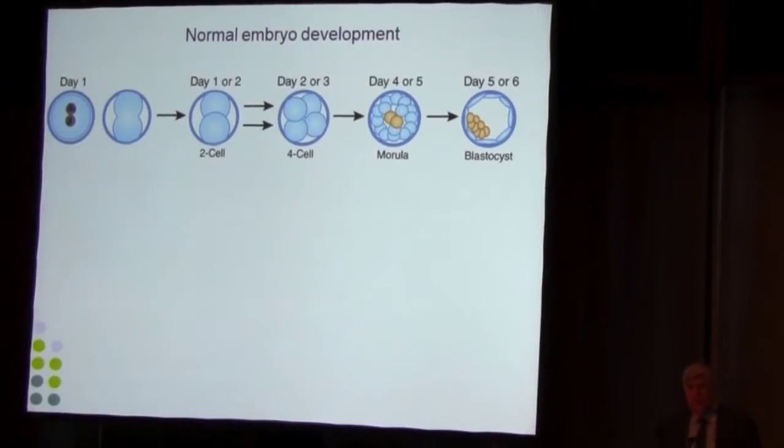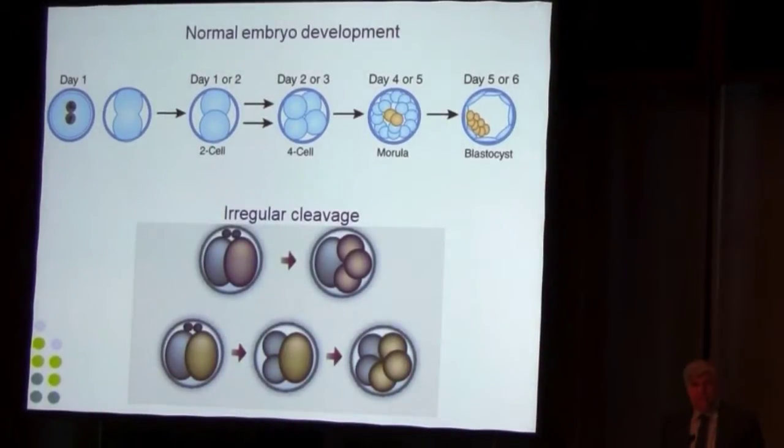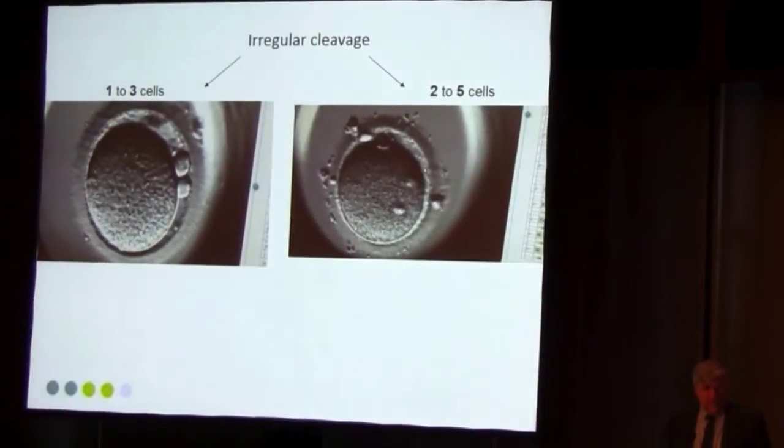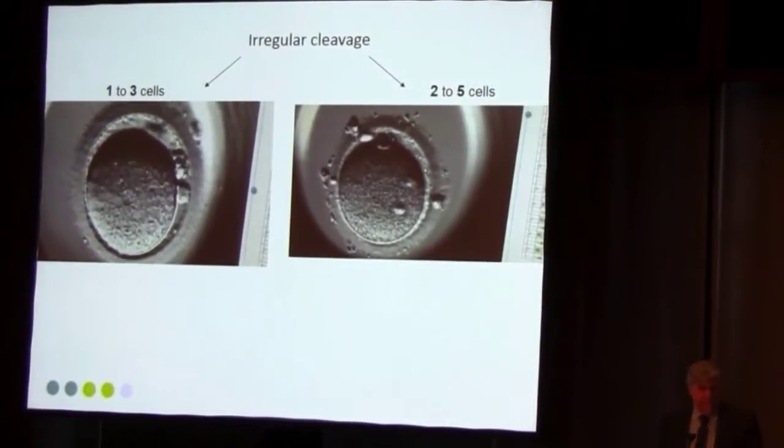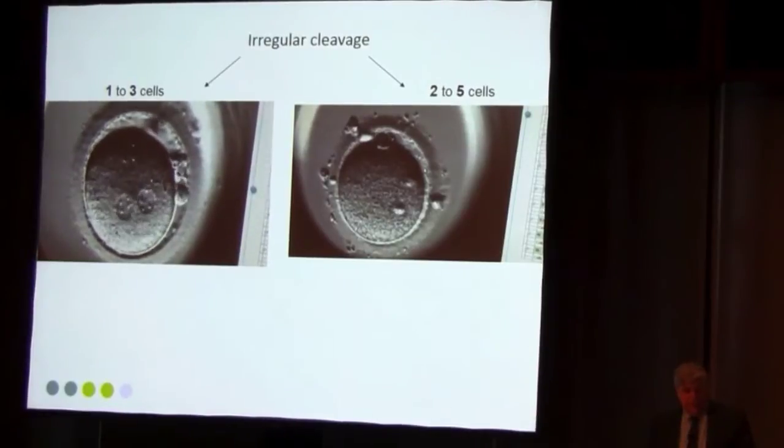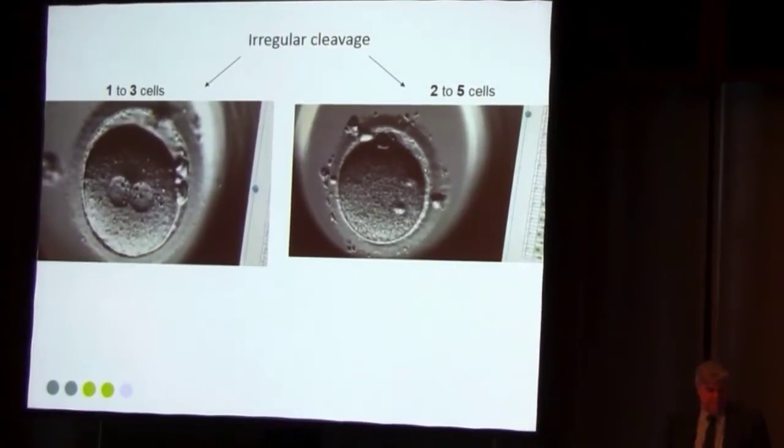So you can see here the normal embryo development, but what I would like to show you is that we can identify with the embryoscope quite clearly if there is irregular development from 1 to 3 or 2 to 5 cells. And this makes a lot of difference. And you can see on the video now a cleavage from 1 to 3 cells.